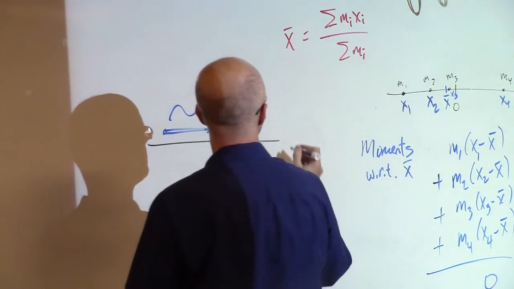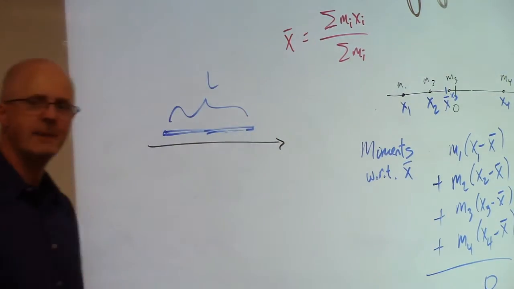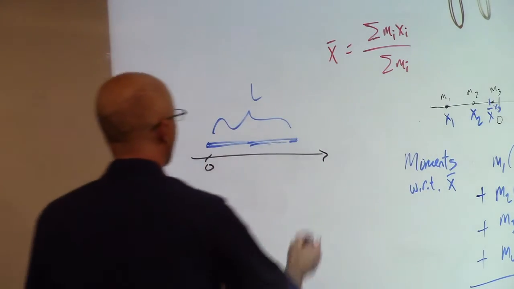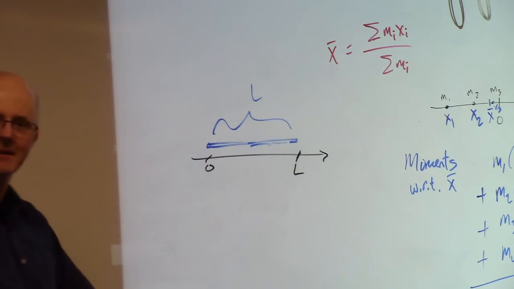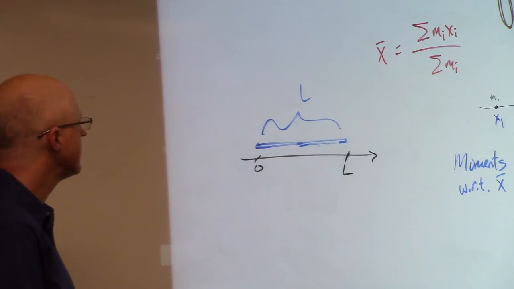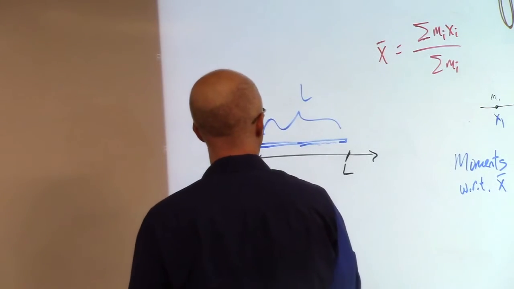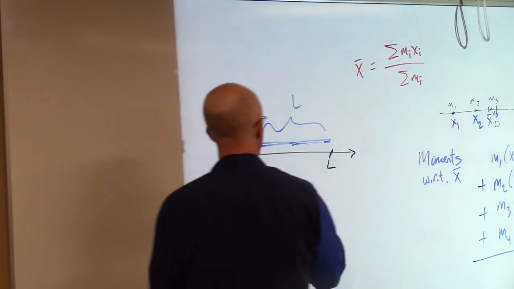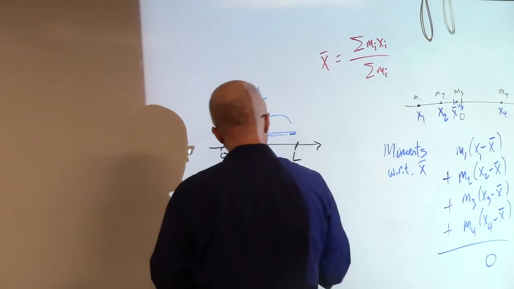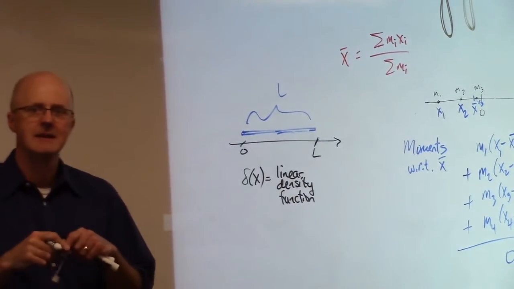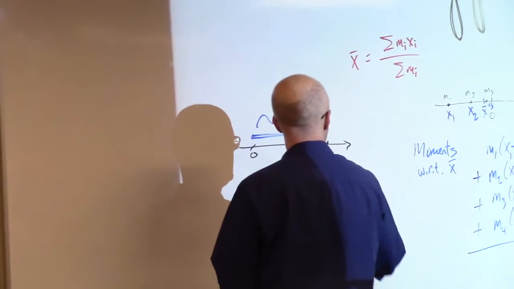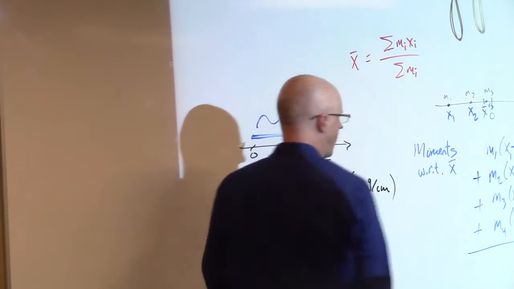I can put a number line down here. You can pick the origin to be anywhere you want. Say the left endpoint of the thin rod, and then the right endpoint would be at the location capital L, and say distances in centimeters. Once you've picked a number line like this to measure things with, you would then have your density function, your linear density function, delta of x, giving you the density, I should say linear mass density function, in grams per centimeter instead of grams per cubic centimeter.